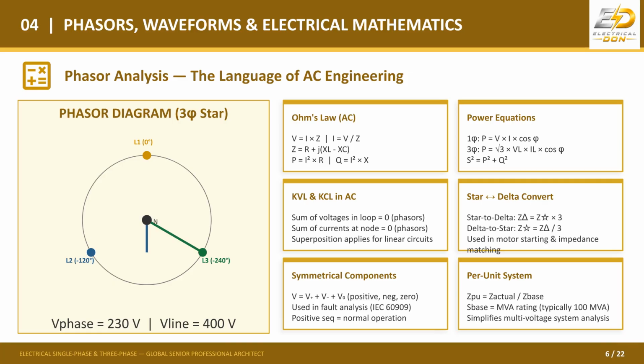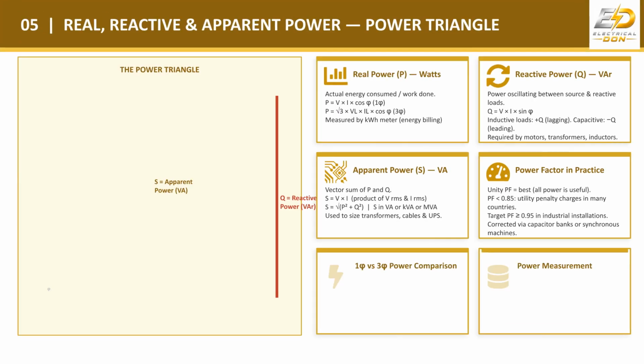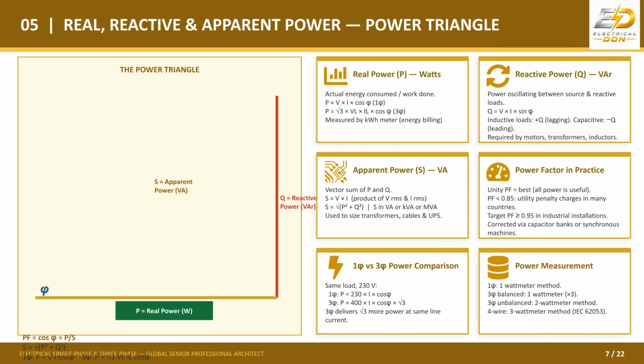We review fundamental principles such as Ohm's law and KVL, KCL in AC, power equations, star-delta conversions, symmetrical components, and the per-unit system. Power is comprised of real, reactive, and apparent power, represented by the power triangle. Understanding this triangle is essential for power factor correction and power measurement, particularly when comparing single-phase and three-phase power delivery.